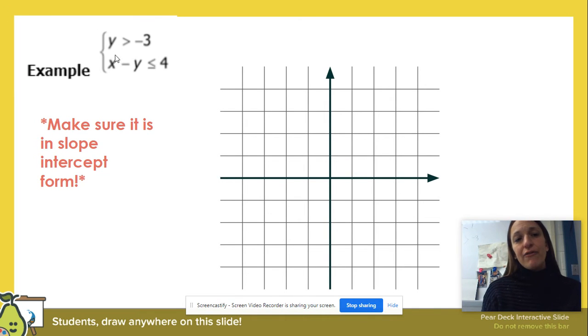So we would graph first inequality, shade. Graph the second inequality, shade. There should be a part where both shaded regions are intersecting. So there's two shades in one area. That is your solution set.